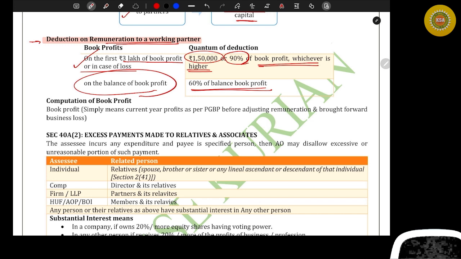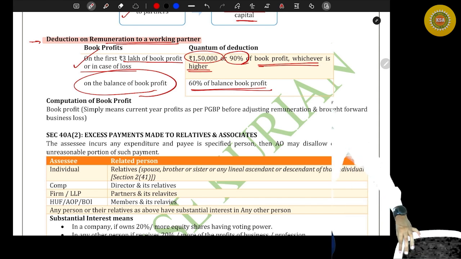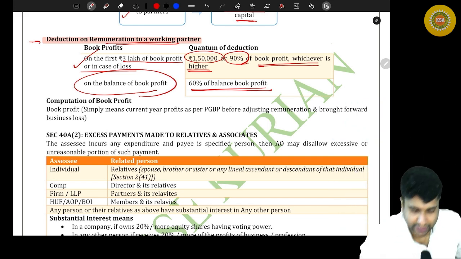Everything under PGBP includes interest. Okay, interest is also under 40B. Everything under PGBP includes what? Interest on capital as well. Have you understood what I said? If not, don't worry. I'll make you solve a small question to get a better clarity over this provision.